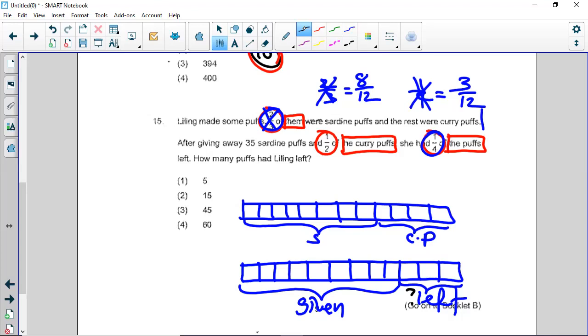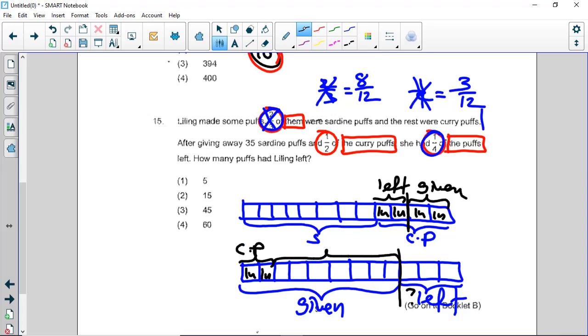Okay, now you look carefully. She gave away 35 sardine, which I don't know where to put the 35, but I know that she gave away half of the curry puff, which is 2 units. She must have given away 2 units, and this is the left, right? 2 units of curry puff left. So she gave away 2 units, which means that I can put 2 units here, which is the curry puff, and then the rest of this must be what? Must be the sardine, which is given away, right? The sardine puff, which is given away.